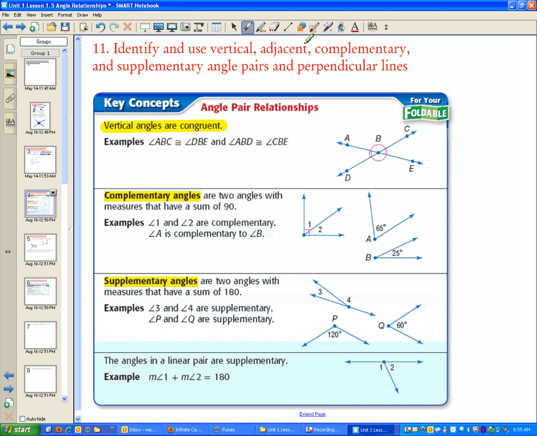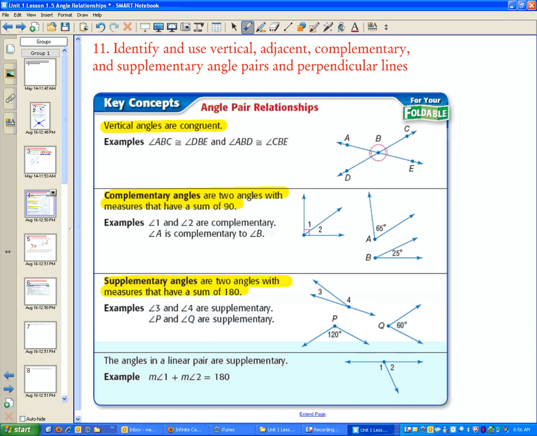You know what complementary angles are. They're two angles with measures that have a sum of 90. Now, it's two angles. If you have three angles that add up to 90, well, good for you, but we don't call them complementary. It's got to be two angles that add up to 90. Same thing with supplementary. It's got to be two angles with measures that have a sum of 180.